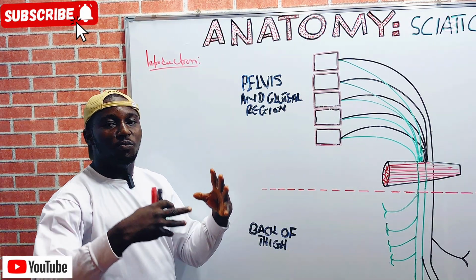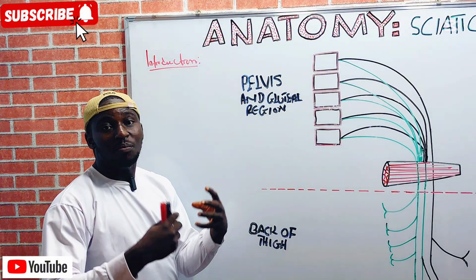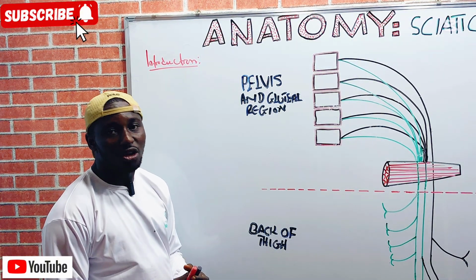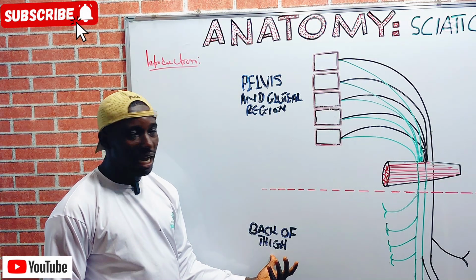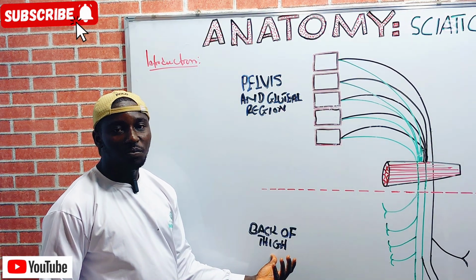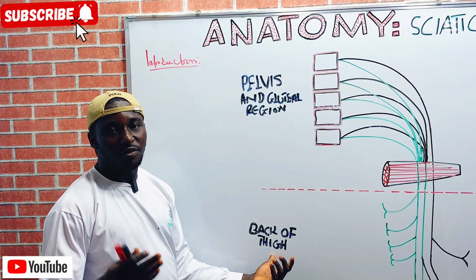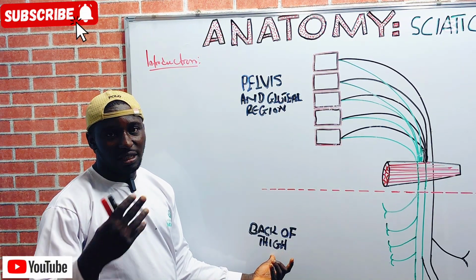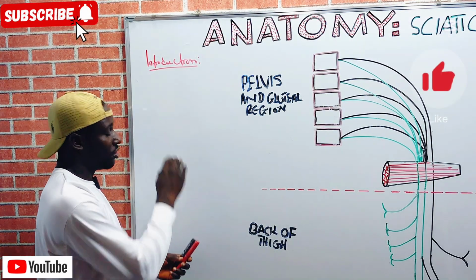It is the thickest nerve in the human body, which is regarded as the principal nerve of the posterior compartment of the thigh, the back of the thigh, because that is where it mostly gives motor innervation to the musculature that forms the posterior compartment of the thigh, which is known as the hamstring muscles. Now, that is the introduction.